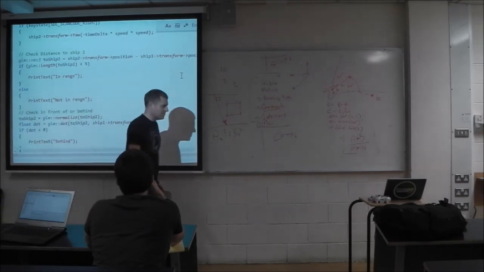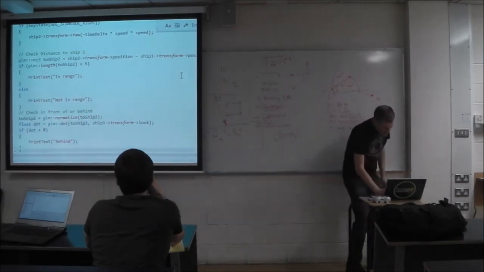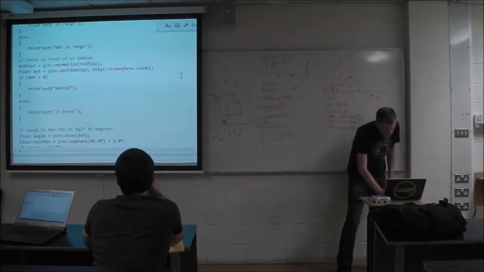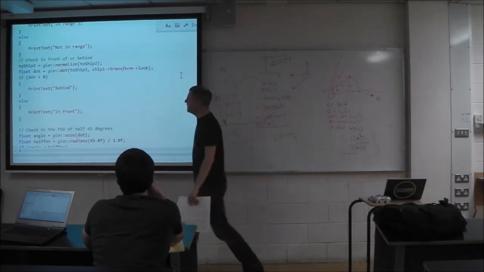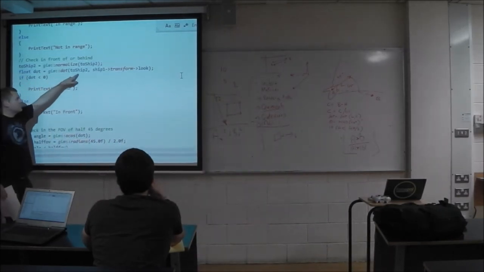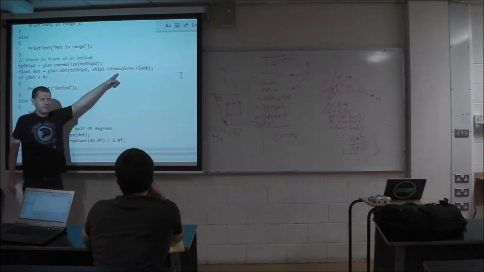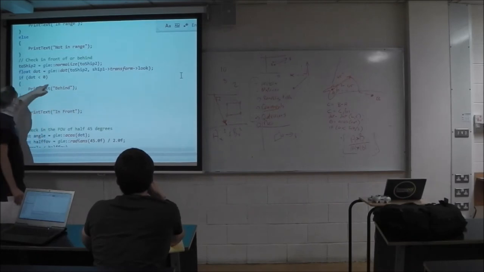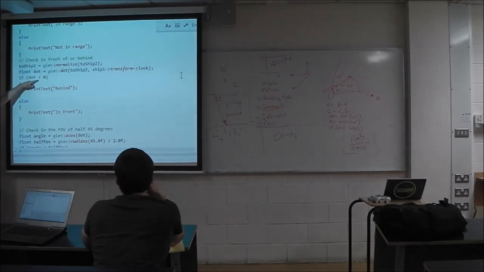The next one is in front of or behind. For this, I take my 2 ship 2 vector and normalize it. Then I get the dot product of the 2 ship 2 vector and ship 1's look vector. This is exactly the problem that we just went through on the board. Then I check to see if the dot is less than 0. If it's less than 0, it means I'm behind. If it's greater than 0, it means I'm in front, because that means the angle between them is less than 90 degrees.